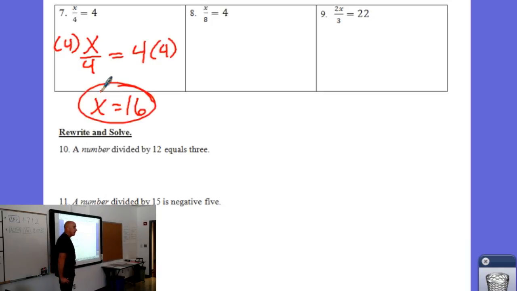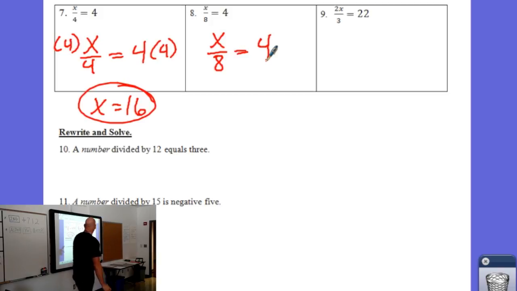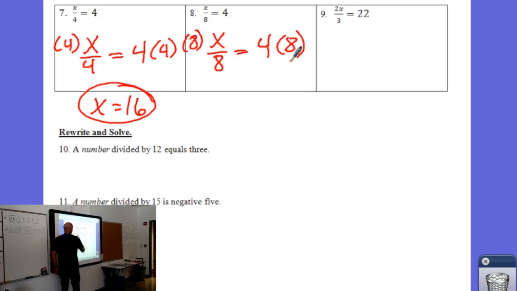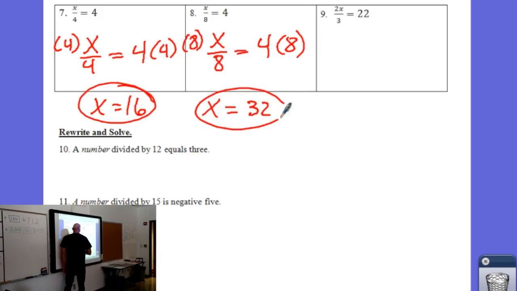Am I going too fast? Okay, if I am, just let me know. Okay, x over 8, I'm going to rewrite it. X over 8 is equal to 4. All right, same thing as number 7. We need to isolate the x. And how do we do that? We multiply. By what? 8 times 4. Right. We multiply 8 to both sides. These 8's cancel. The pair of 8's cancel, so you're left with x equals, and what's 8 times 4? 32.